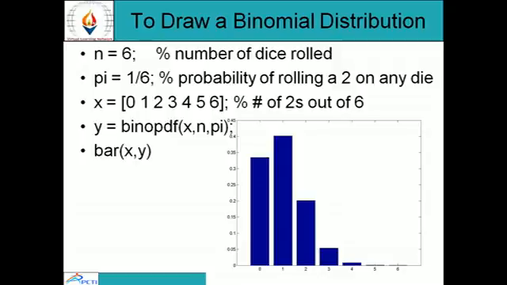So 6C2 equals 15, and 15 multiplied by (1/6)^2 multiplied by (5/6)^4. So 15 times 1/36 multiplied by (5/6)^4, and it can be solved to determine the exact answer for rolling a 2.